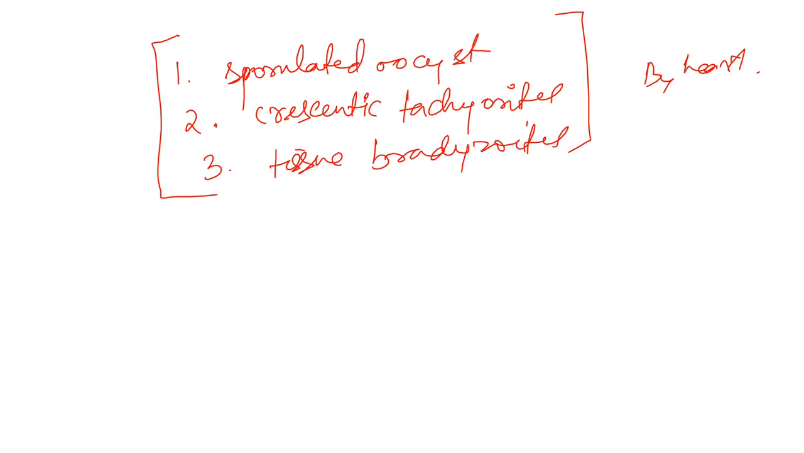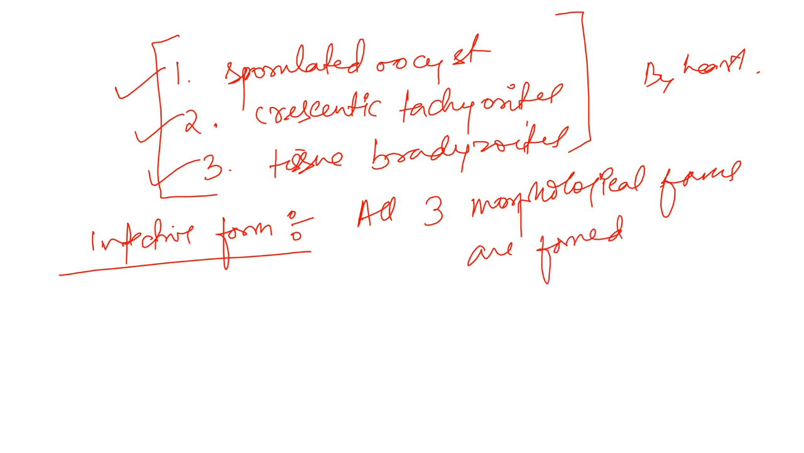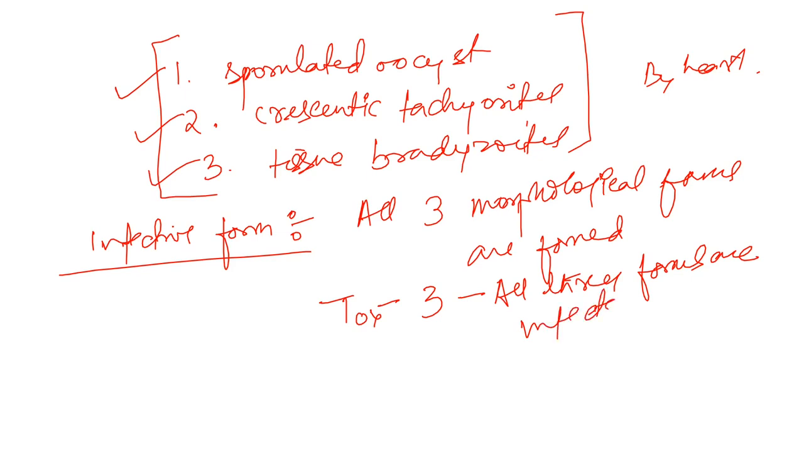Now let's see what is the infective form. We studied earlier that the cyst is the infective form, and other things are infective forms, but in case of Toxoplasma, all three morphological forms are infective. You can remember: T for Toxoplasma, T for three, and T for all three. All three morphological forms are infective. Okay, fine.